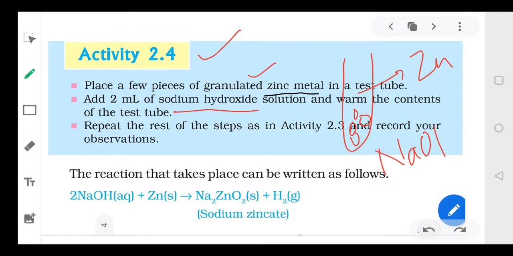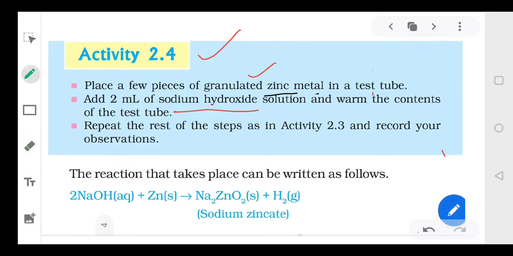Now next, what will we do? We'll warm the contents. So 3 steps: we'll take zinc metal, then we'll add 2 ml of sodium hydroxide, and then we'll warm the contents. When we warm the contents, we will observe that a gas has been released. So we'll write the observations. Gas is released.